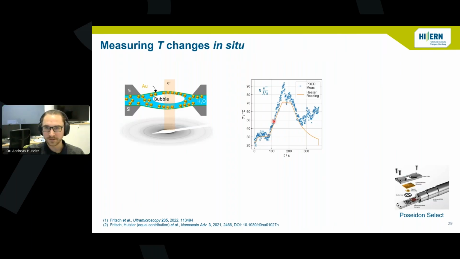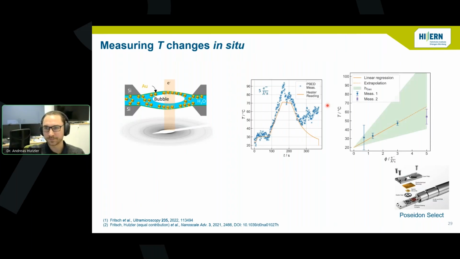And we see that our data points, which are the parallel beam electron diffraction measurements, nicely follow the temperature curve of the heater. We get a slight overshoot, which is kind of expected. And then at some point we switched off the heating and the temperature went down to a certain point, but not to room temperature again. And here we're curious about the dependency on the dose rate.